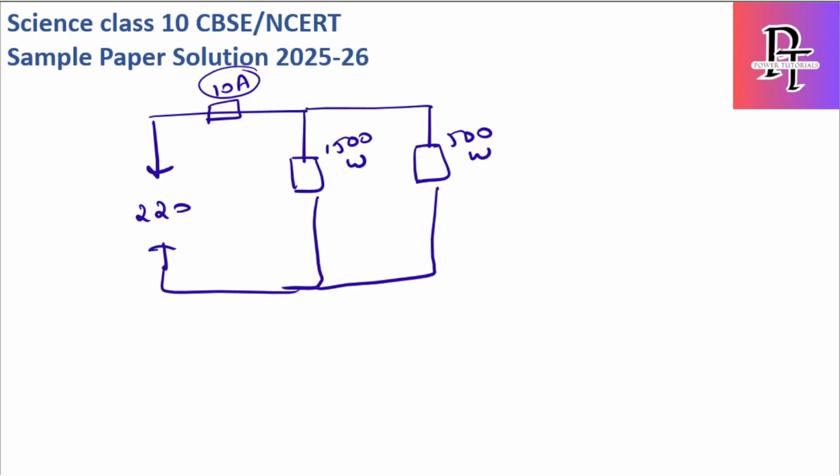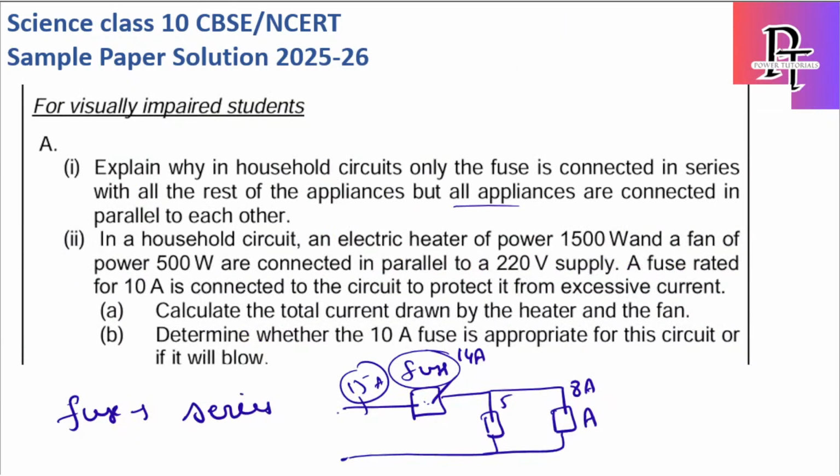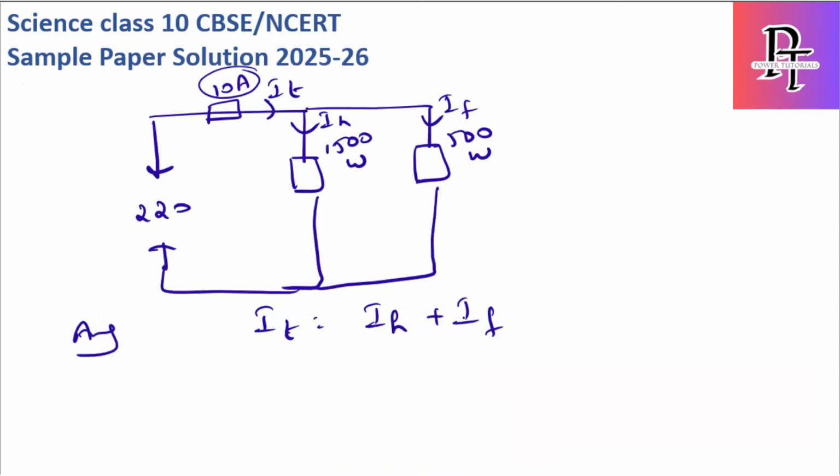So first we need to get I1, I2, that is I of heater and I of fan, and then we need to get the total current, meaning IT is nothing but IH plus IF. So first we need to get the total current drawn by the heater and fan. We can find each and also sum them.